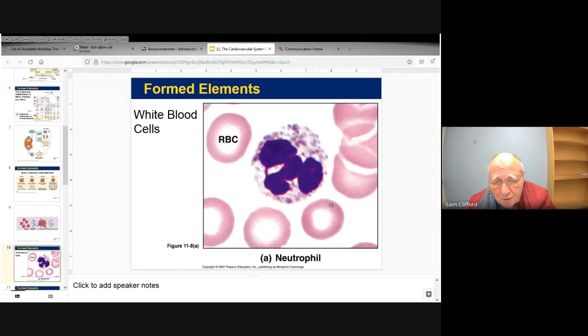Okay, so white blood cells: the most abundant is the neutrophil. These are red blood cells.